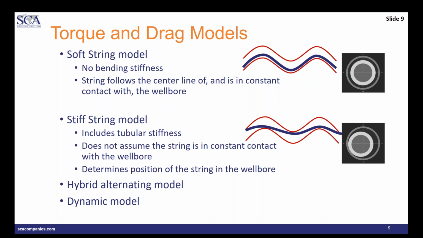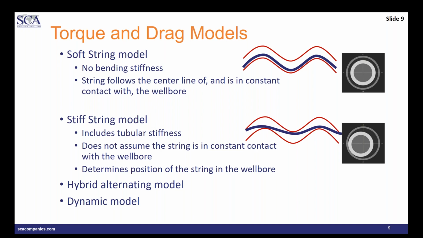What are the pitfalls in these two models? Now, the stiff string model always takes a lot of time because of the penalty in time in calculating multiple calculations and iterations for convergence. So now a new model has been proposed, a hybrid alternating model between soft and stiff string based on the wellbore position and the string stiffness.